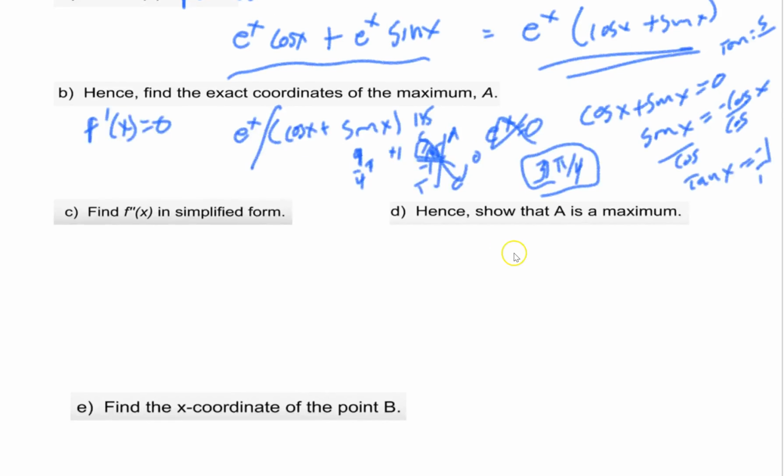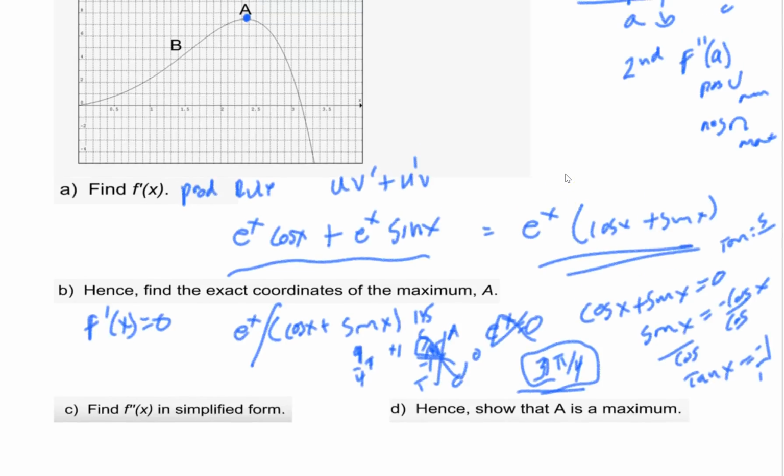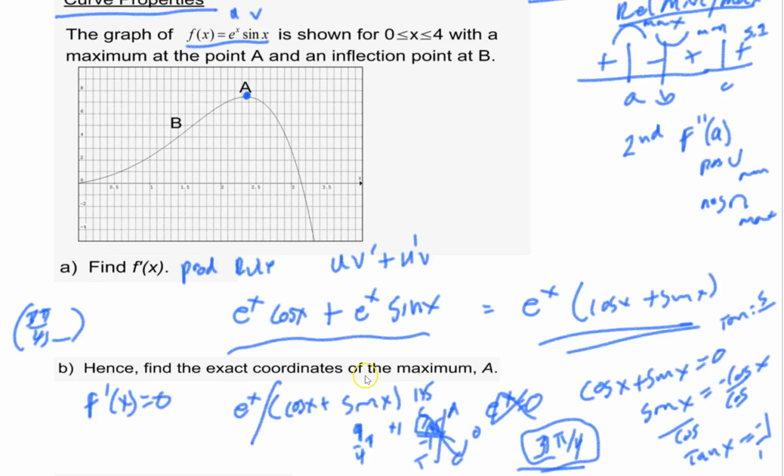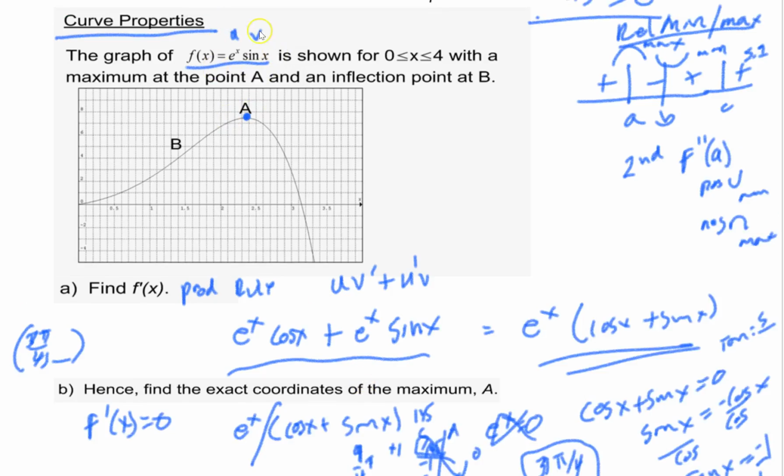So that's the x. I'm not even done, honestly. It said coordinates. I need the y also. I know my x is 3 pi over 4. I still need the y. Now, how do you find the y? Notice the coordinates have a. A is on the original graph. You've got to put it into there.